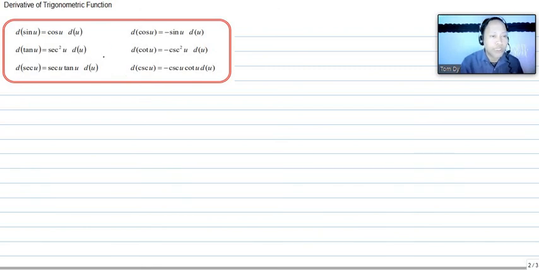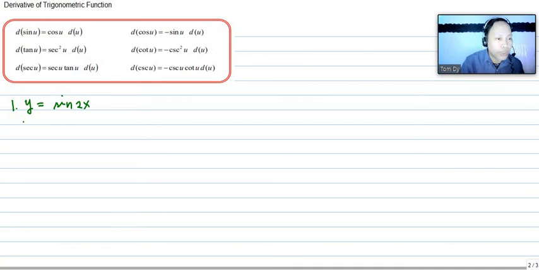Now this time, we will start with an example. Okay, so let's say example 1. We have a function y equals sine 2x. Now take note, sine 2x, this is our formula. We will be using this formula, the derivative of sine u equals cosine u du. For this case, y equals sine 2x. This 2x will serve as our u.